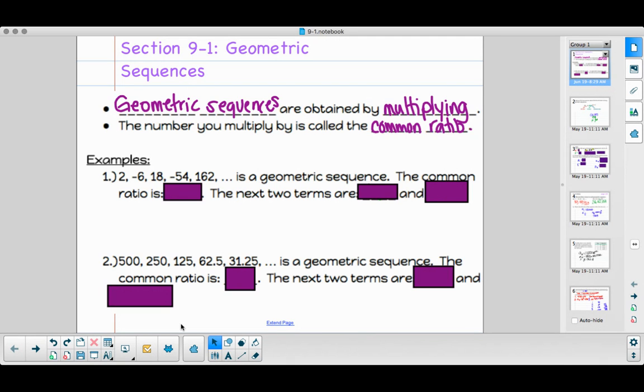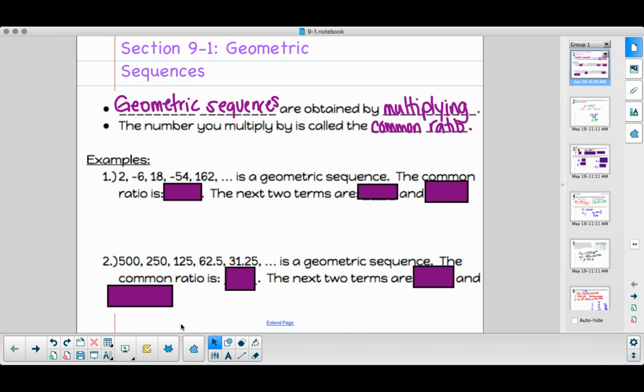A geometric sequence is similar in the sense that there is the same number you're using each time to get the next number in the sequence. However, instead of using addition, we are going to be using multiplication. So geometric sequences are obtained by multiplying. The number you multiply by each time to get the new number is known as the common ratio.